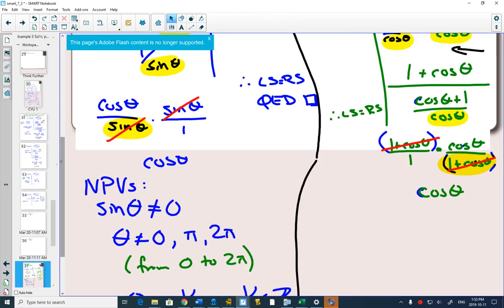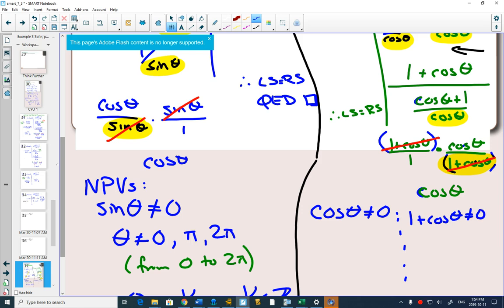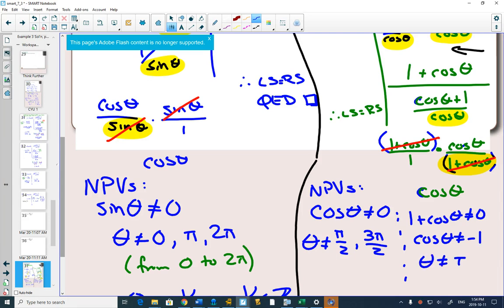So in B, cos of theta can't equal 0, and 1 plus cos of theta can't equal 0. When is cos equal to 0? So these non-permissible values are at pi over 2 and 3 pi over 2. And on this other side, if you move over the 1, cos of theta can't equal -1. That means theta can't equal pi.